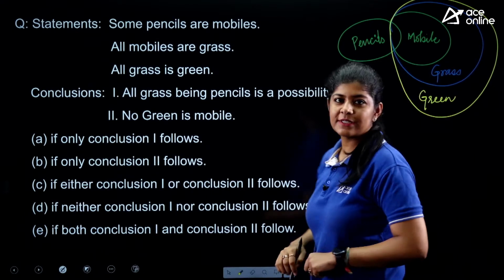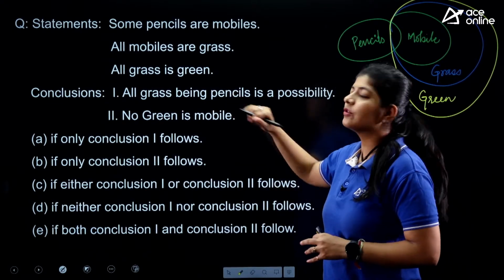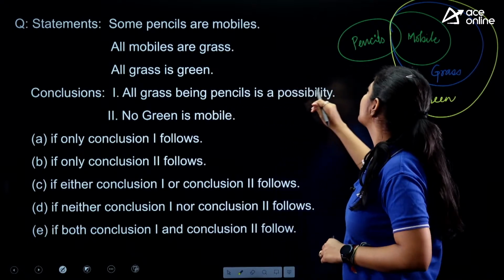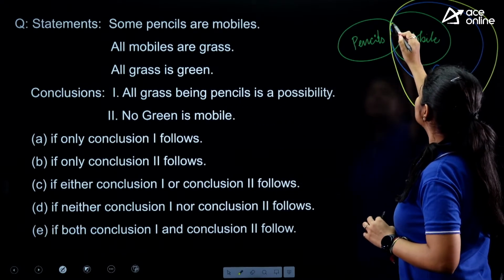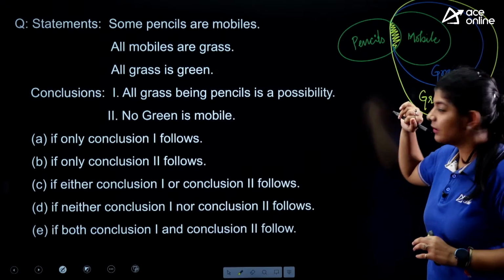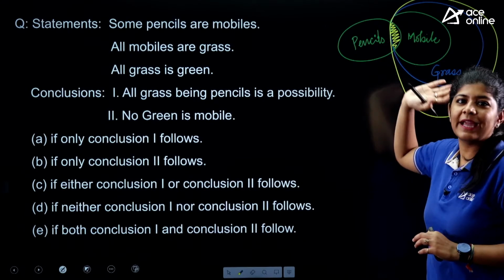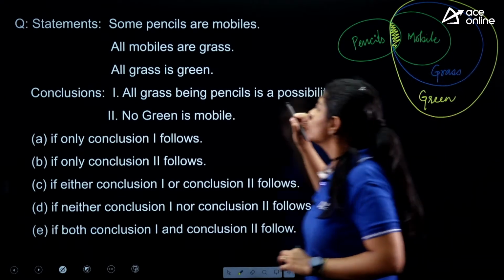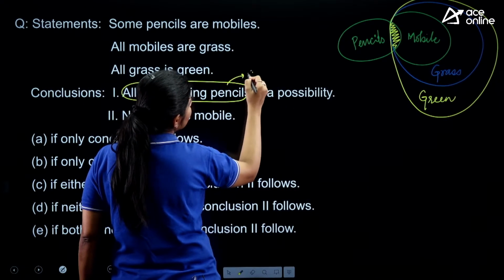So this is my basic diagram, right? Now on the basis of this basic diagram, I need to check my conclusion. First, all grass being pencil is a possibility. Can we say that? We can only say that the part of grass which is common with pencil is pencil. But are we sure about the whole part? No. So we can say that this belongs in the category of can't say.